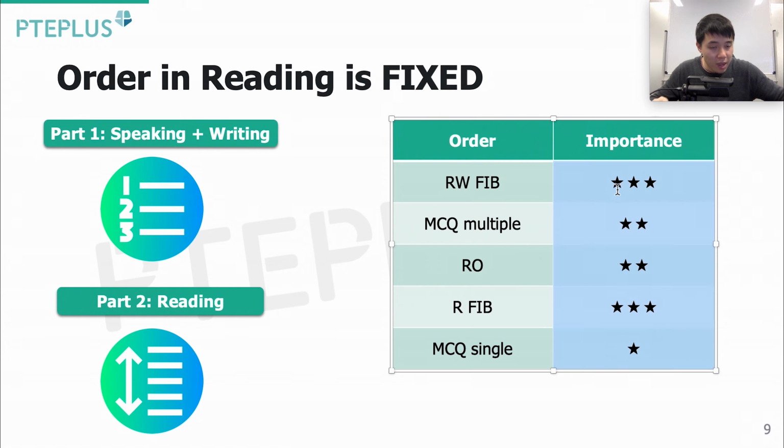And each of them has an importance rating assigned to it. As we can see here, the most important two would be the aforementioned reading, writing FIB and reading FIB. This is followed very, very closely by reorder paragraph.